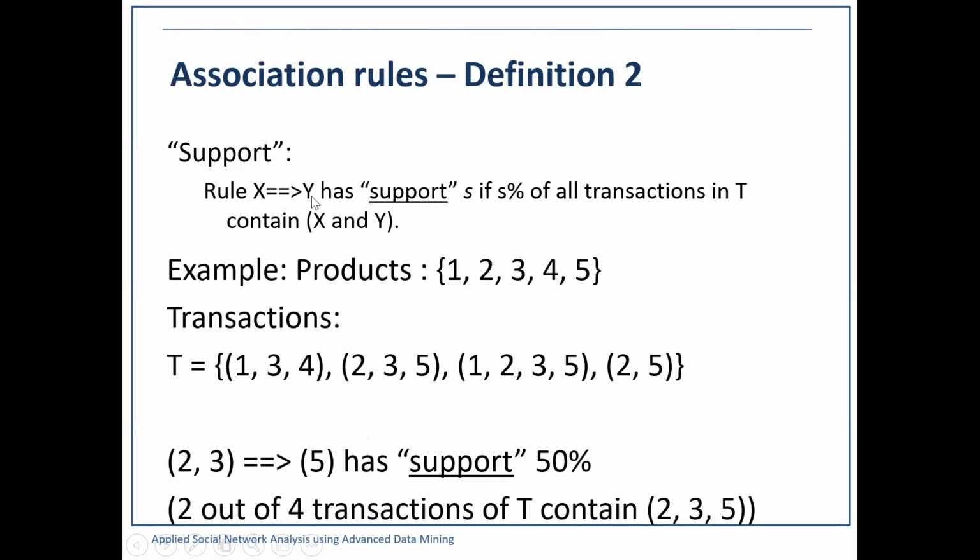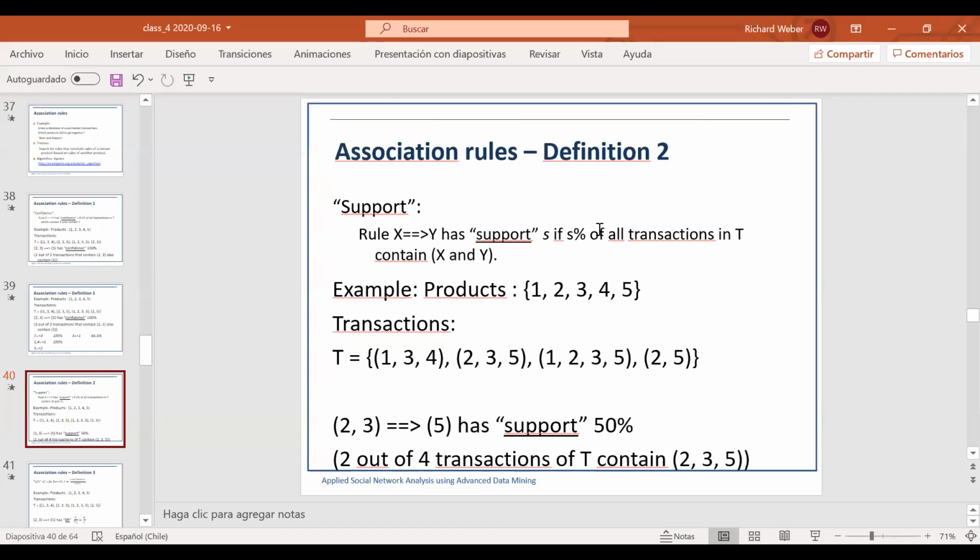A rule X implies Y has support S if S% of all transactions contain X and Y. But the important part now is this one here, of all transactions. Now we relate our rule to the entire volume of all transactions.